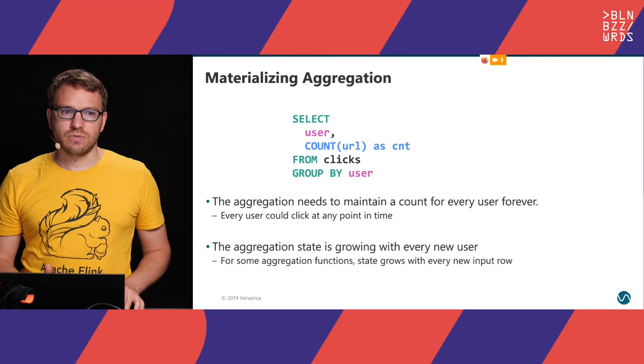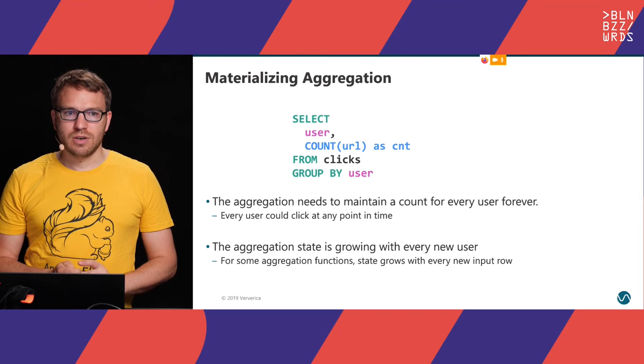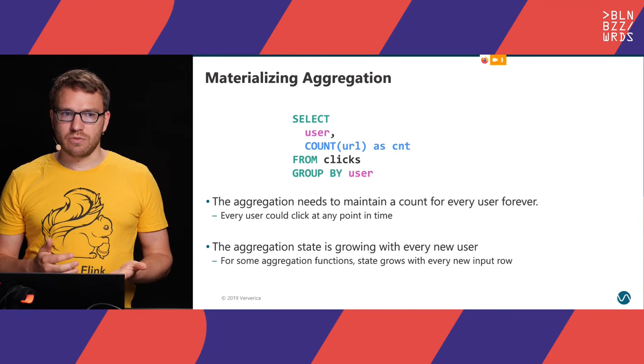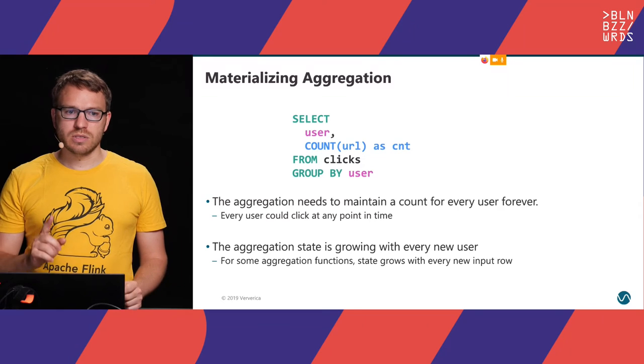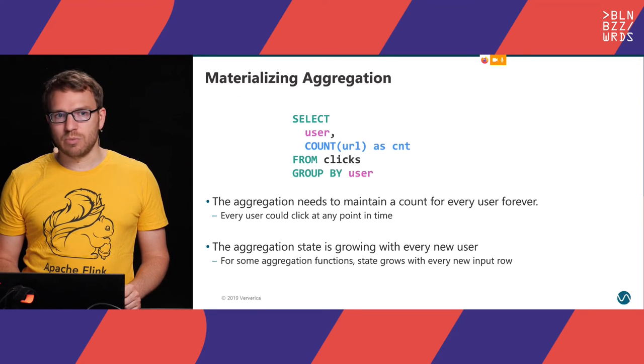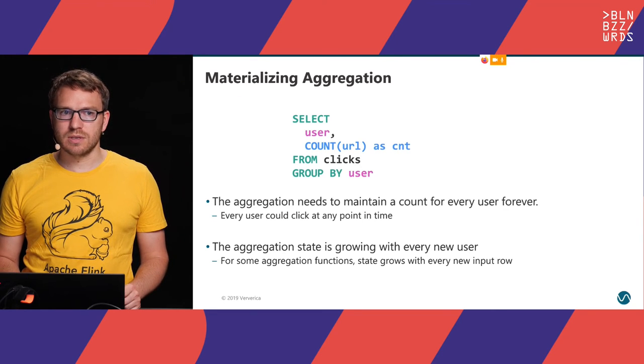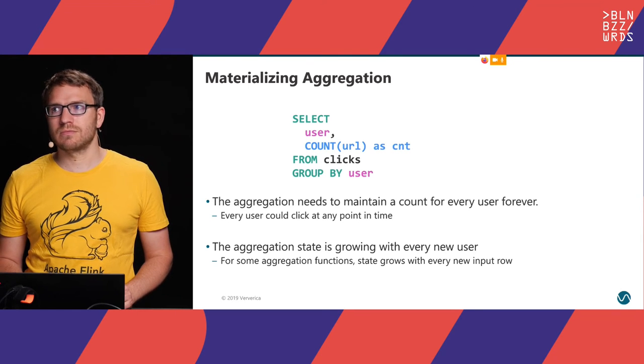So for instance, for a min or a max function, it can happen that the state of the aggregation function is basically one small data point for every record of the input dynamic table.